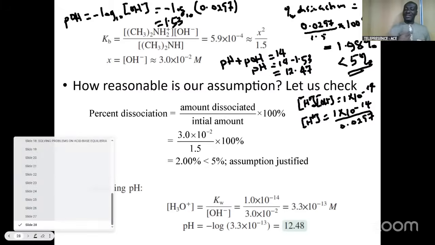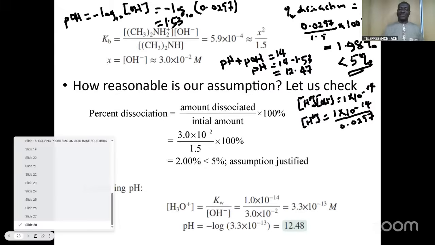I'm sure with this, there is no question. I want to believe there shouldn't be any question on acid dissociation and base dissociation that you cannot answer. Just first make the assumption that the amount dissociated is negligibly small compared to the initial amount of the base or the acid. From there you can calculate your parameters and justify the assumption. Once the percent dissociation is less than or equal to 5, then you are good to go with your assumption. Then you can calculate whatever it is you are asked to calculate.